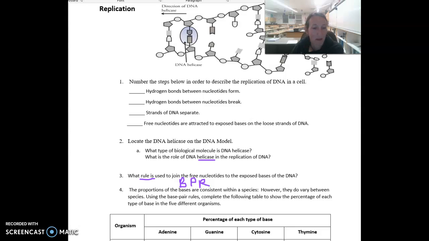Base pairing rules. Now there are 4 major scientists that have to do with the discovery of DNA and what it looks like and things like that. I'm going to go ahead and pause. I want to show you who some of these people are, because the guy that came up with the base pairing rules, his name is Chargaff.